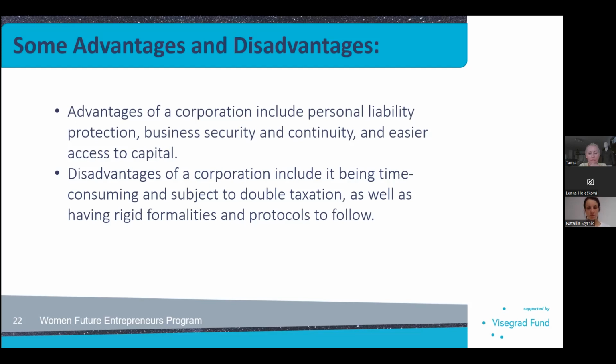But there are also disadvantages, because it's a relatively time-consuming process to set up this form of business. There is also double taxation. We mentioned it last time: as a legal company, you have a 19% tax rate, and as a company member, your income is taxed again at 15%. So there is double taxation, in fact.